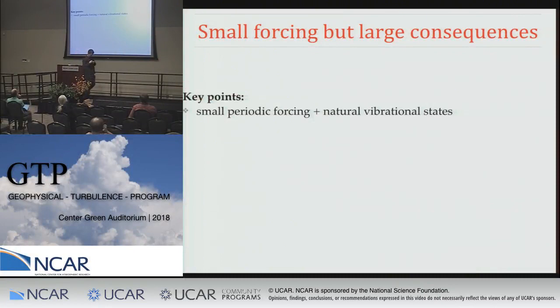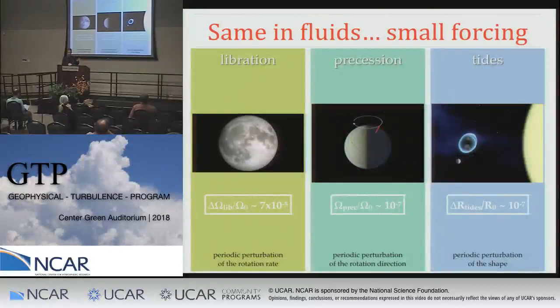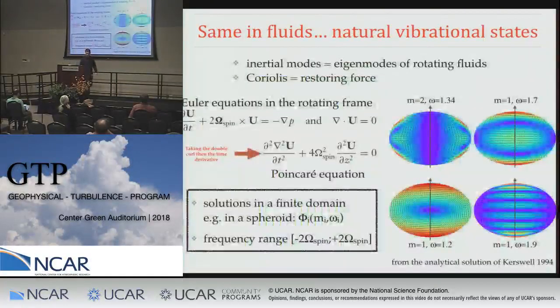The key point here is that tiny perturbations can have large-scale consequences, provided that your periodic perturbation resonates with some vibrational state of your system. We have all that in planets. As I already told you, we have libration, precession, and tides, which are regular, tiny but regular. And we also have vibrational states in planets, which are the inertial modes.